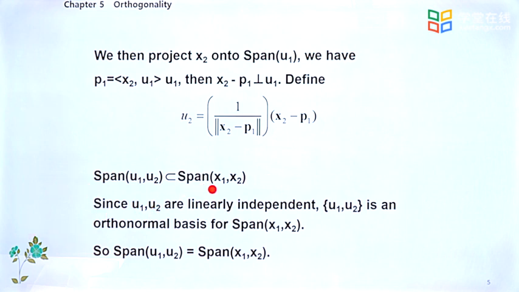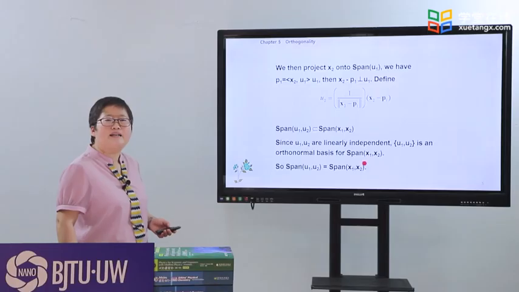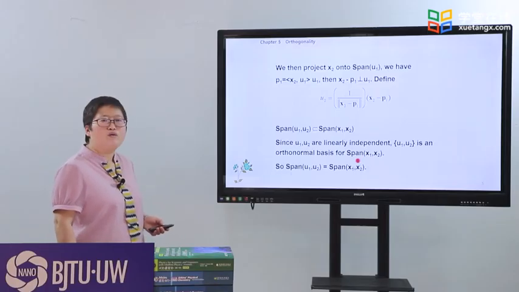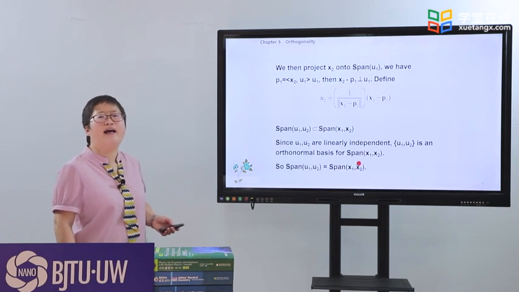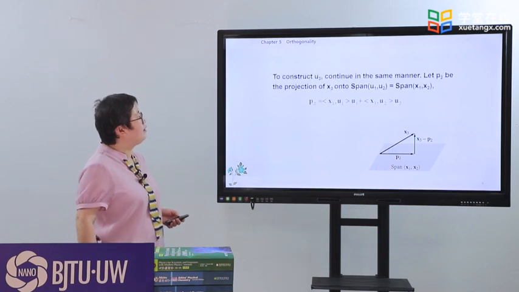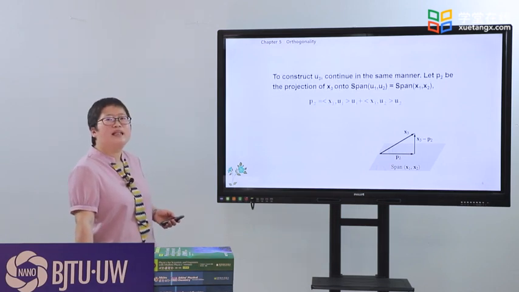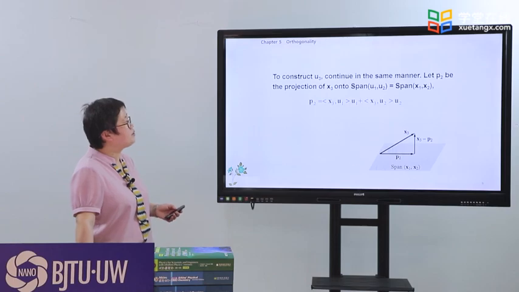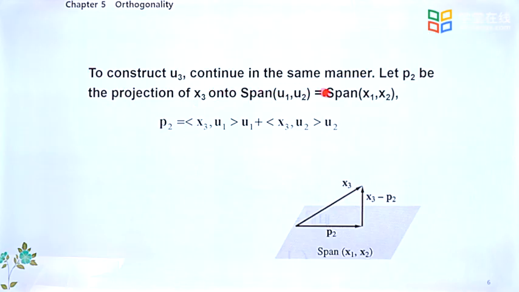Since u1 and u2 are orthogonal, of course, they are linearly independent. Then u1, u2 is an orthonormal basis for span of x1, x2. That is, the span of u1, u2 just equals the span of x1, x2. Okay. Now, to construct the next orthonormal vector u3, we continue in the same manner.